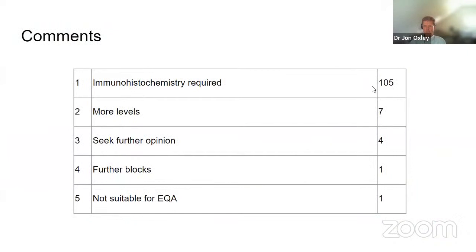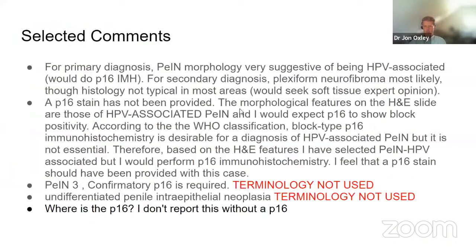Lots of people wanted immunohistochemistry, of course. Various HPV associated, they'd all want to do P16. So according to the WHO classification, a P16 immunostain is desirable for a diagnosis of HPV associated, but is not essential. WHO has put this comment in simply because it's designed for countries that don't have access to P16.